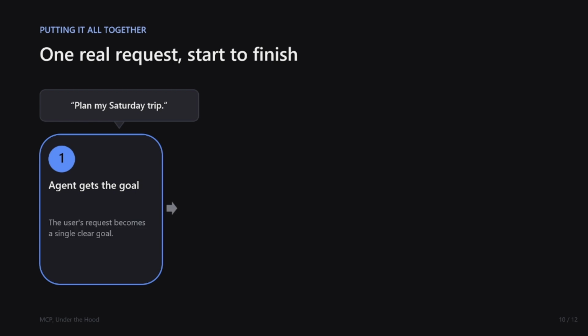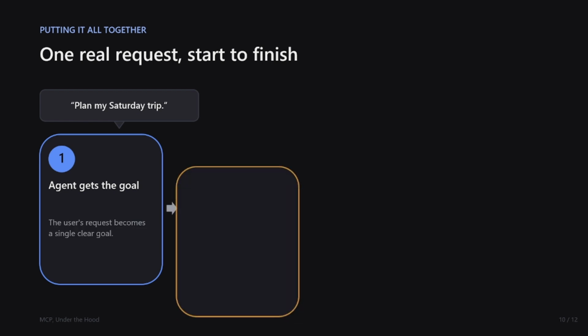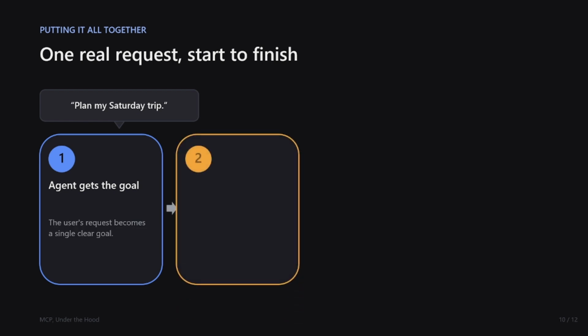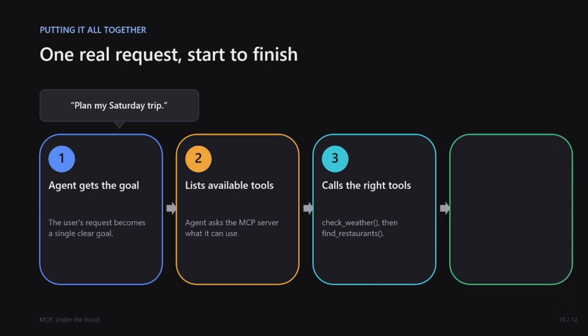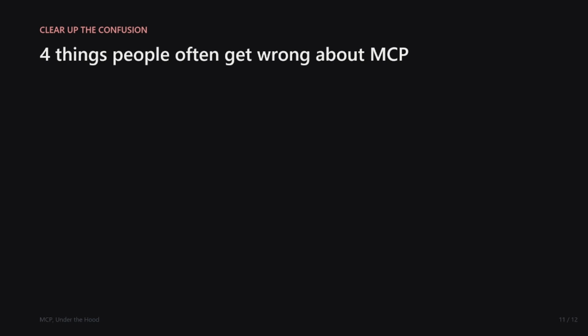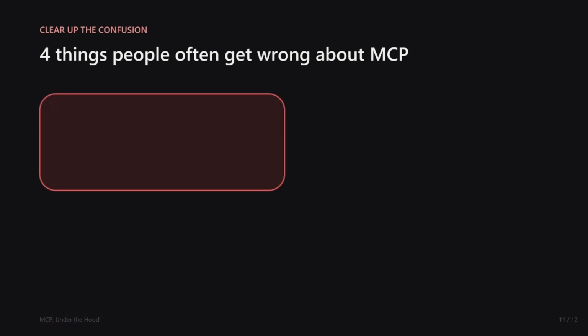Let's walk through one real example, start to finish. You tell your agent, plan my Saturday trip. First, the agent turns that into a clear goal. Second, it asks the MCP server what tools are available. Third, it calls the right ones: first check_weather, then find_restaurants. Fourth, it combines both results into one finished plan and hands it back to you. One simple request, a few quick tools called behind the scenes, one clean answer.